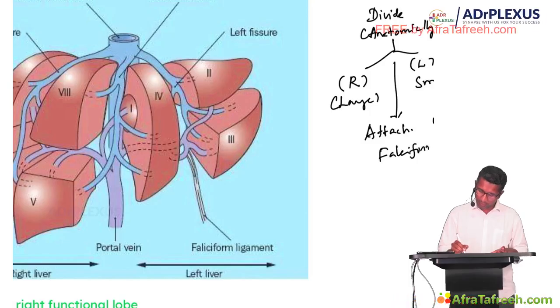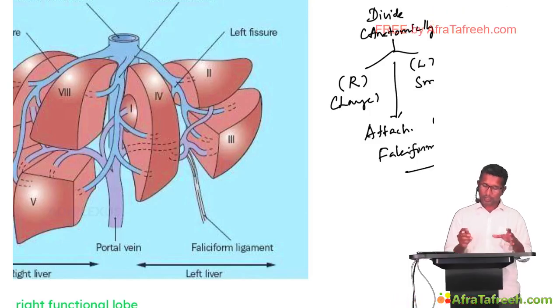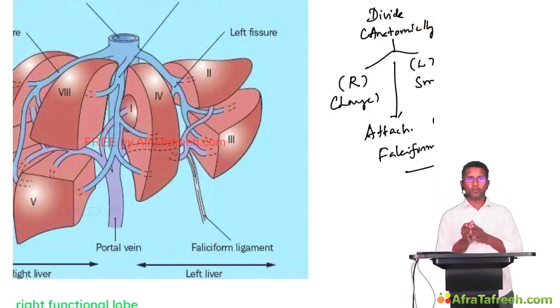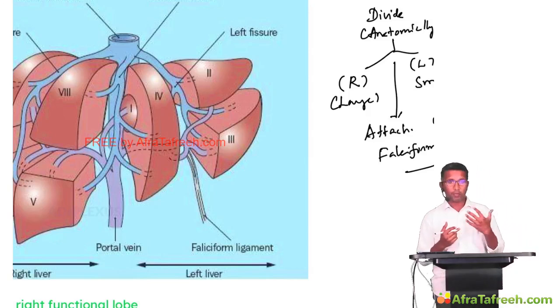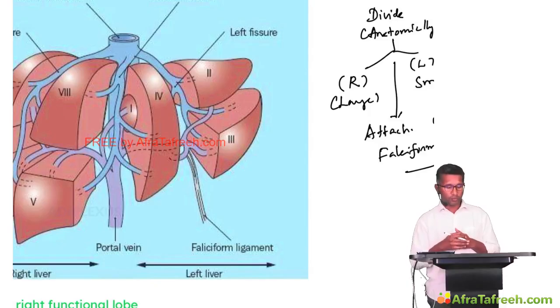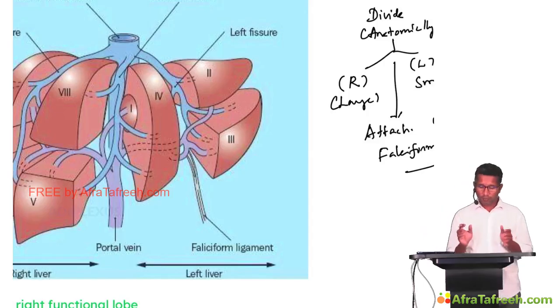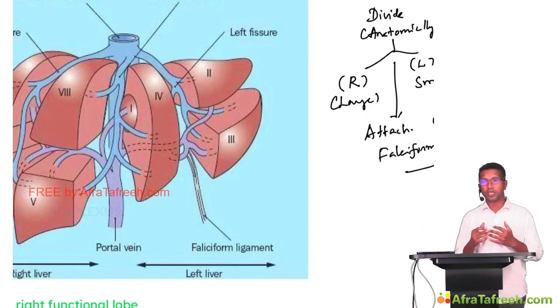Okay, but this anatomical classification of the liver into right lobe and left lobe is not of much use, guys. Surgically, whenever you apply things, that becomes more valuable. When you are going to apply the anatomical classification for the liver, it doesn't work. So what you require is a functional classification.